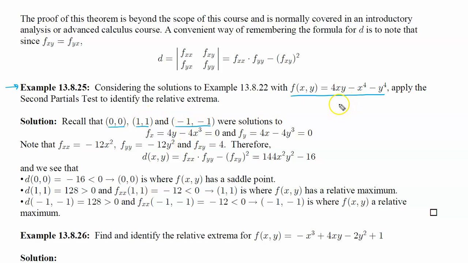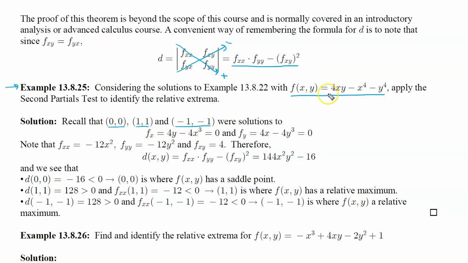So remember, we need to calculate the D, which is given by this up here. And in this part of our notes, just note that this can also be evaluated as the determinant of this matrix of second partials, right? If you multiply down, add, and multiply up and subtract, you get this. So that's just an interesting thing to take note of, that D in the second partials test can be evaluated as the determinant of that matrix.